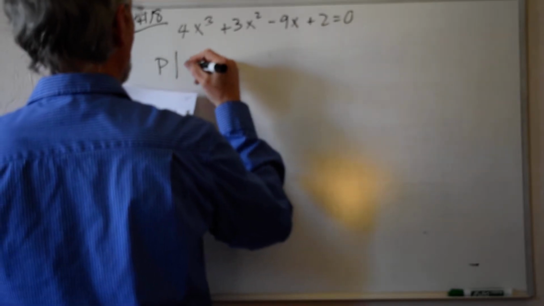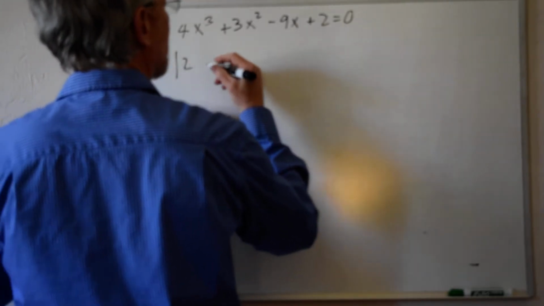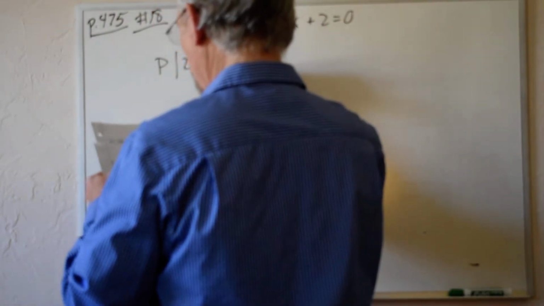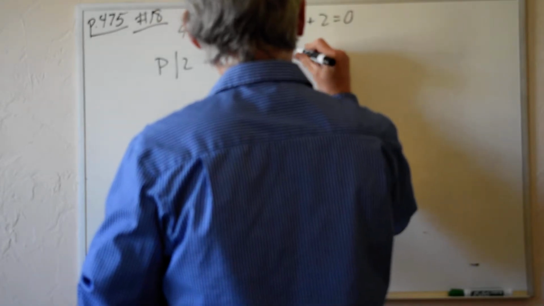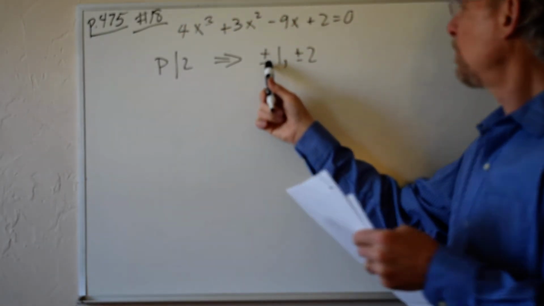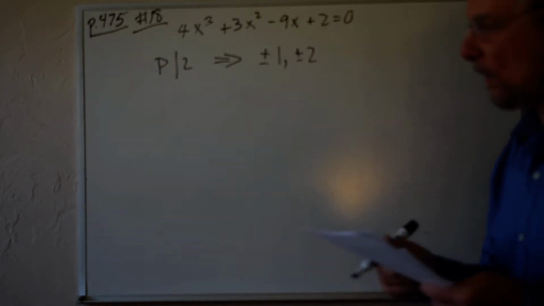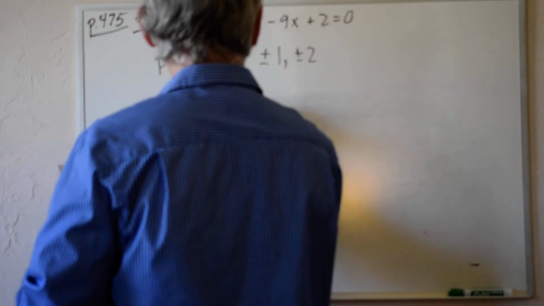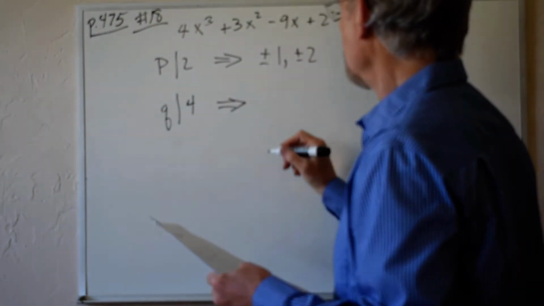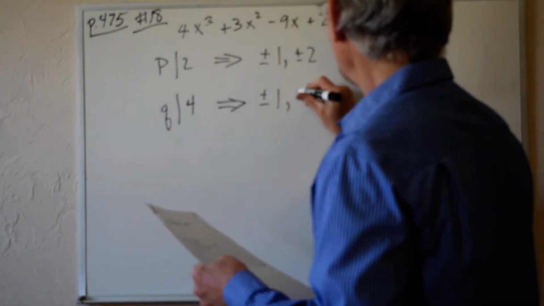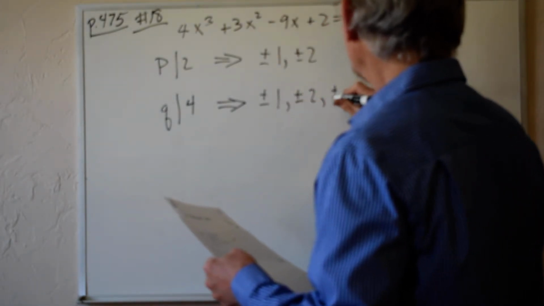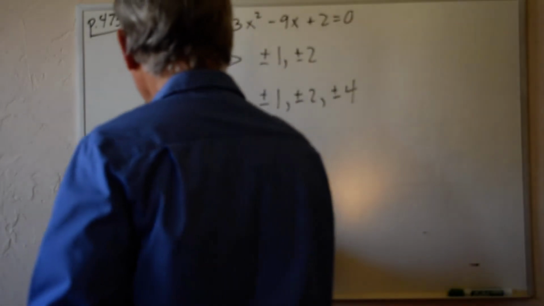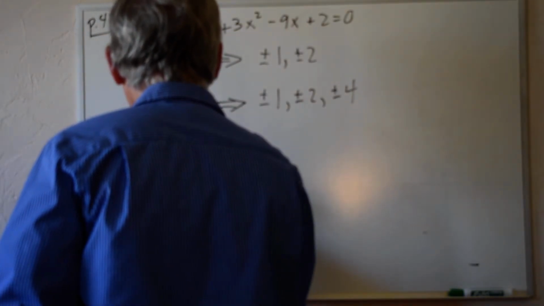all the possibilities for p have to divide 2. So p divides 2, which tells me that p can be ±1, ±2. Q divides the lead coefficient 4, which implies Q can either be ±1, ±2, ±4. So let's look at all the combinations for P over Q.